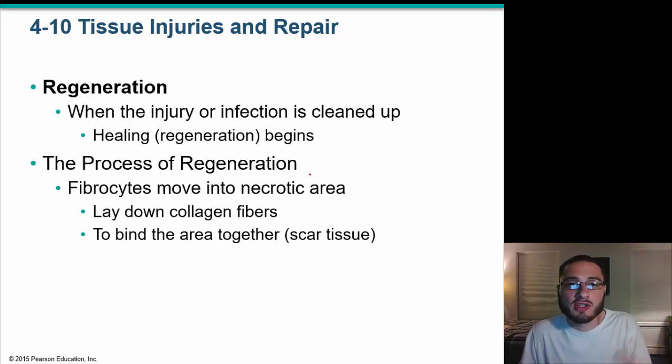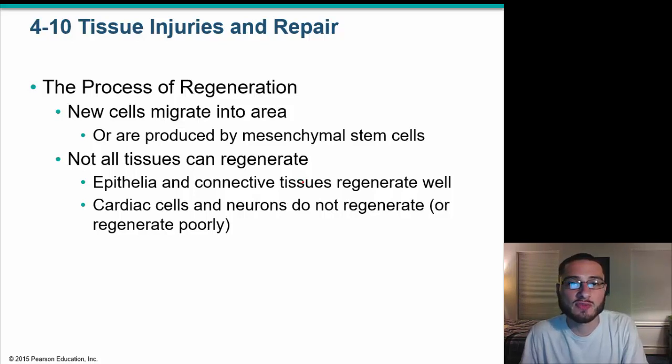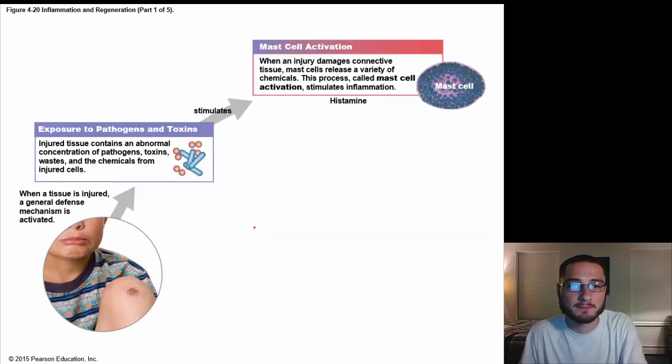And then regeneration, when the injury or the infection is cleaned up, it's going to start healing. It's going to start fixing everything and making everything anew. New cells migrate into the area or are produced by mesenchymal stem cells. Okay, not all tissues can regenerate. Epithelial and connective tissues regenerate well, so our skin and our connective tissues, they kind of do a good job. But then you have cardiac cells and neurons that do not regenerate very well. So when neurons start to die off, we see that they don't really come back too well, which is why when you hear about people having brain damage, they see long-term effects because it's not going to regenerate as well as if you just scraped your knee.